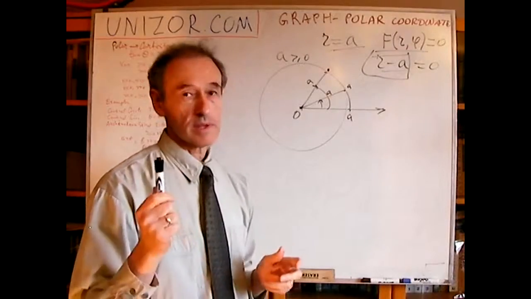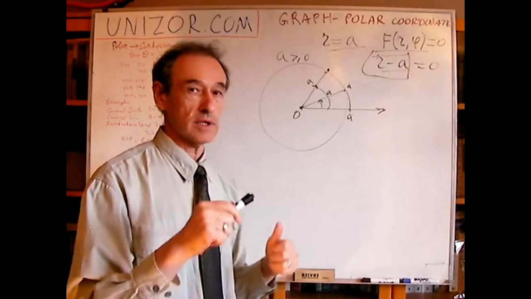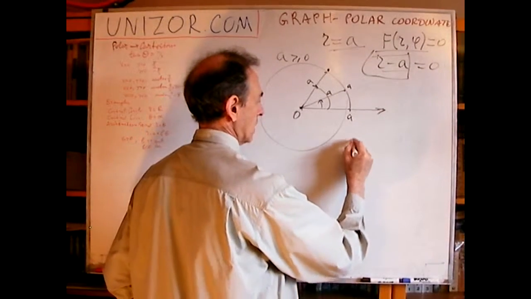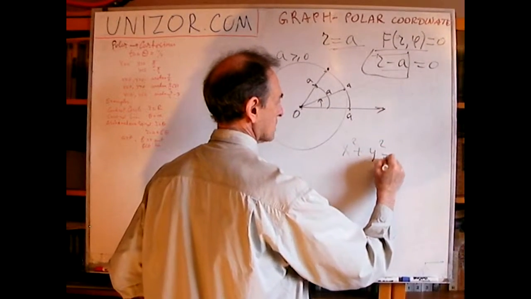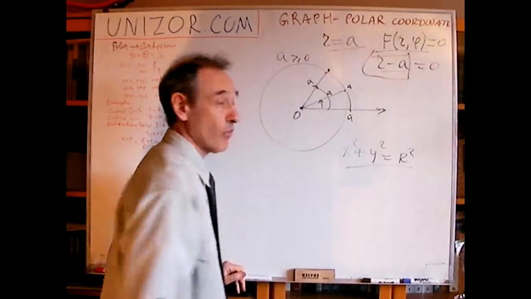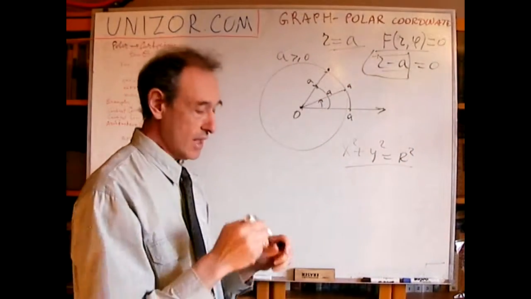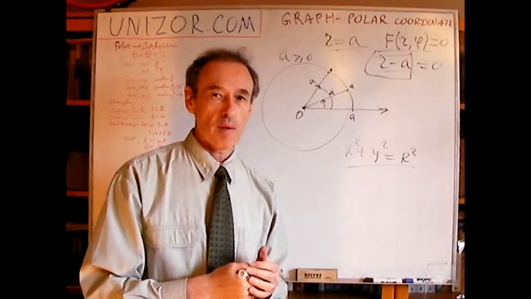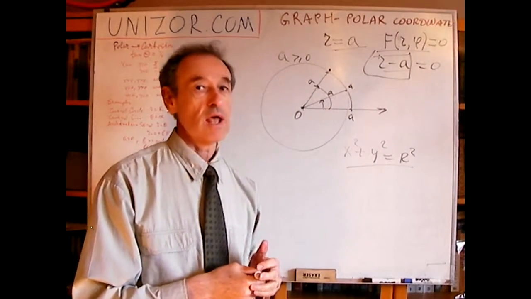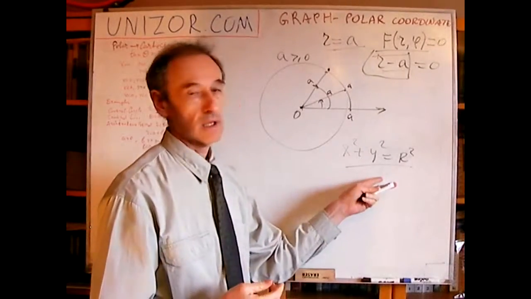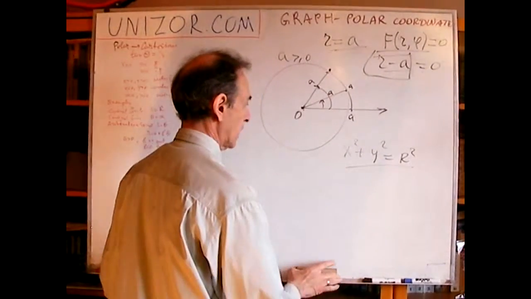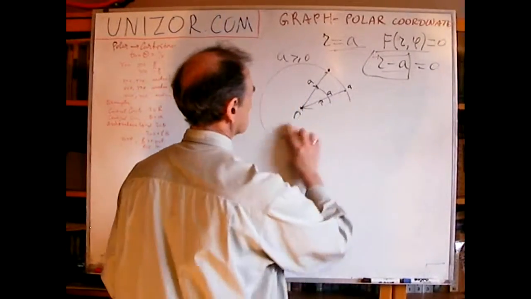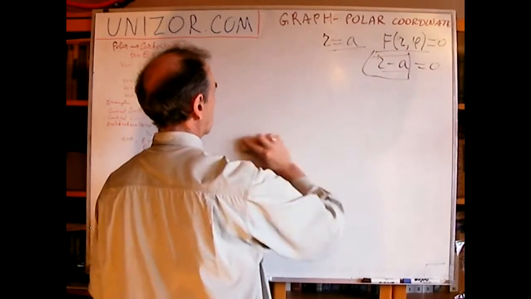Now, recall that the equation of the circle in Cartesian coordinates is x squared plus y squared is equal to r squared. A little bit more complex, right, than this one. So, circle is much more simply represented in the polar coordinates than in Cartesian. Well, another example.